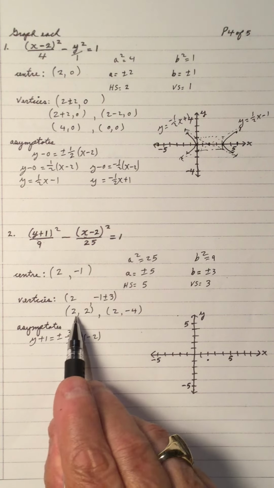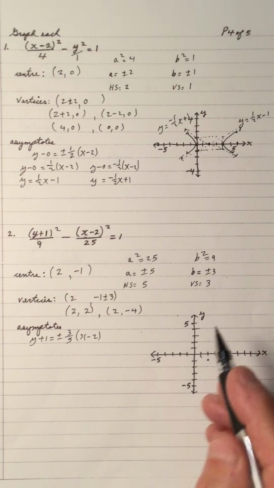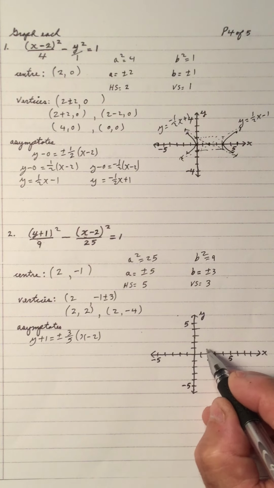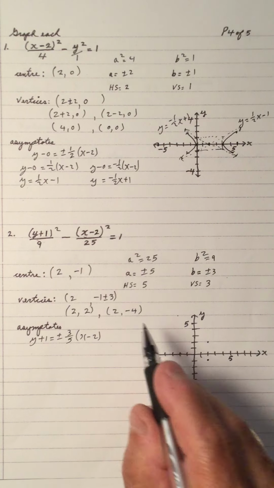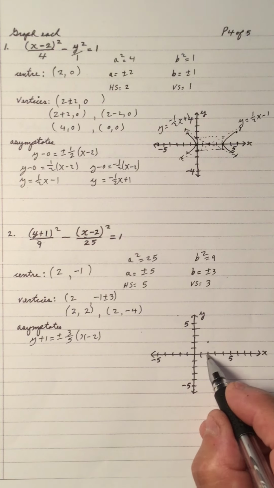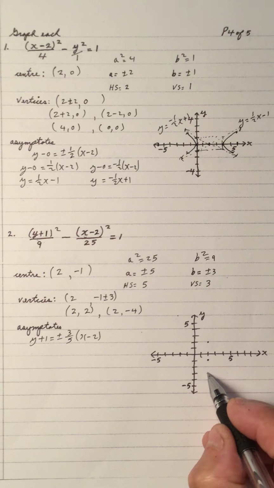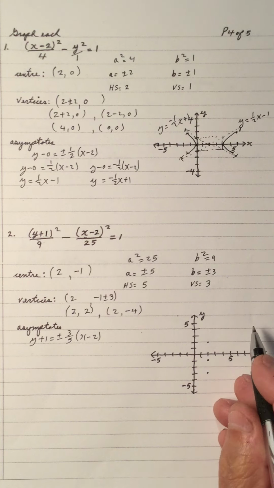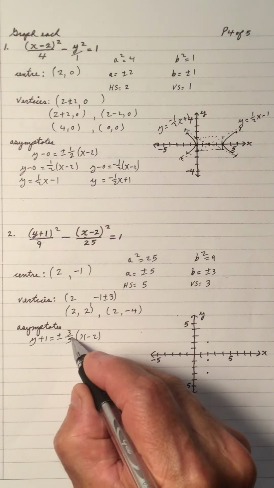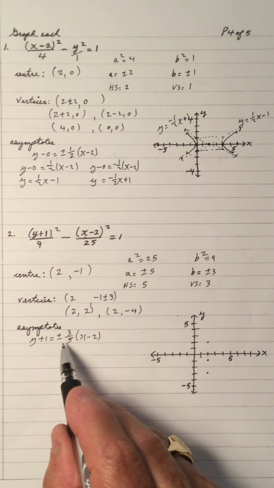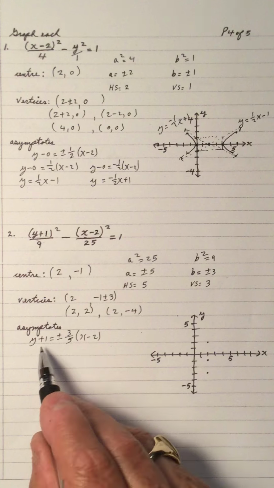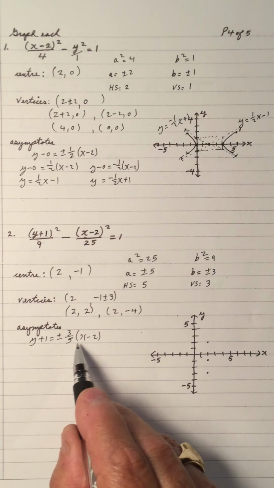We have the vertices of 2, 2. X is 2, y is 2, right here. X is 2, y is negative 4, here. Now let's do the asymptotes. We could multiply this out, but 3/5 of 2 will give us fractions, so I'm going to plot the asymptotes from here.